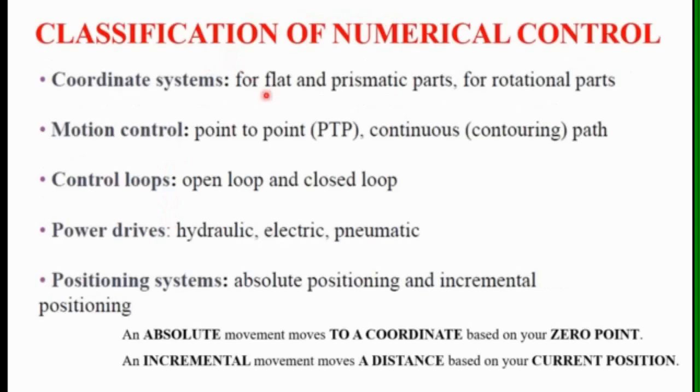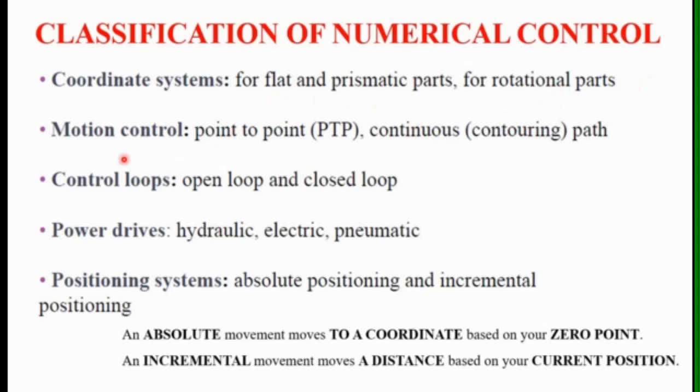Before discussing that, the classification of numerical control machines. Numerical control machines can be classified according to the coordinate systems, the motion control, the control loops, power drives, and positioning systems. According to the coordinate systems, a numerical control machine can be flat and can be used for prismatic parts as well as for rotational parts.